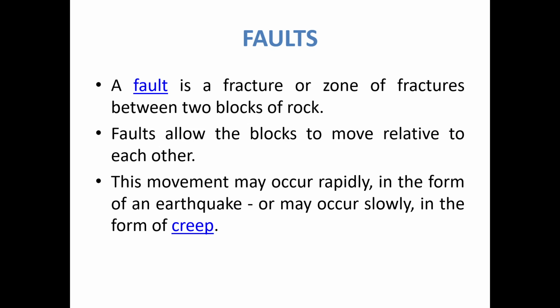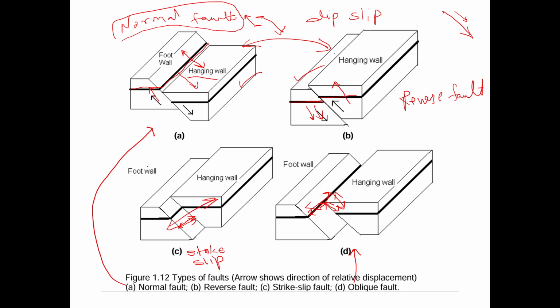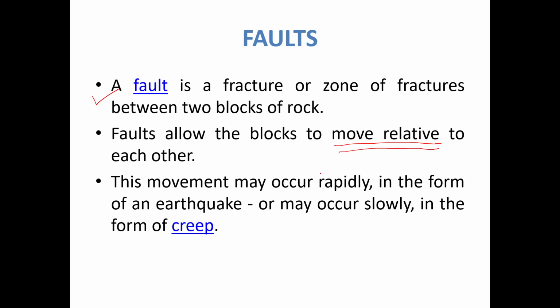So again in simple language, fault can be defined as a fracture between two blocks. We are summarizing here, and because of fault there is a relative movement to each other. And as I told you, this vertically downward movement, this vertically upward movement or this horizontal movement or this oblique movement. This movement can occur rapidly, and because of that, earthquake can occur.